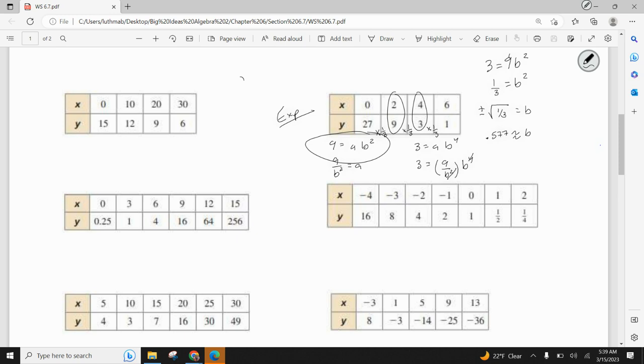So if I square that decimal, I'm back to 1/3. I do 9 divided by 1/3. I get a to equal 27. So y equals 27 times 0.577 to the x. I just want to see if I plug in 6 that I get 1 back. So 27 times 0.577 to the power of 6. 1. Boom. It's a good equation, right?